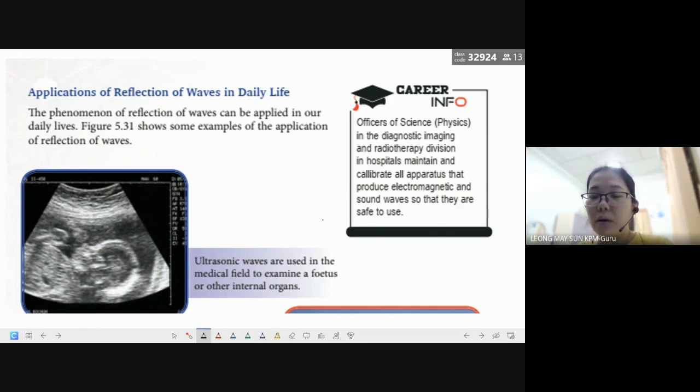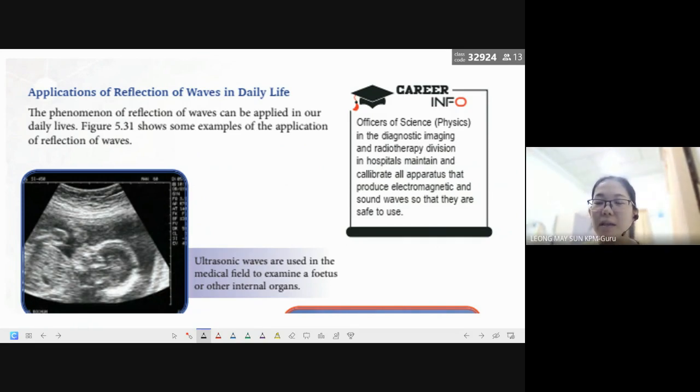Okay, so here, as you can see, this is a career, right? This is Officer of Science of Physics. They are actually mainly used to do ultrasounds. All right, I do have a friend who actually just learned everything about the ultrasound, and his only task is actually to do ultrasound on patients only.